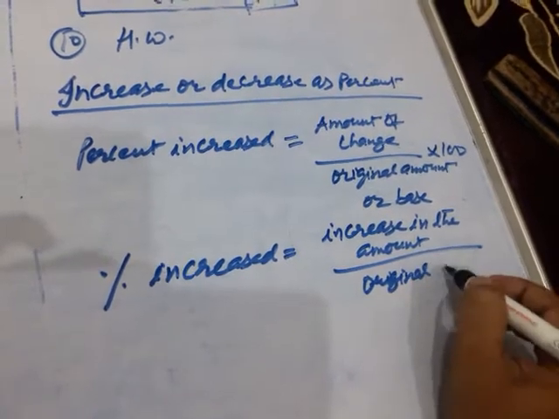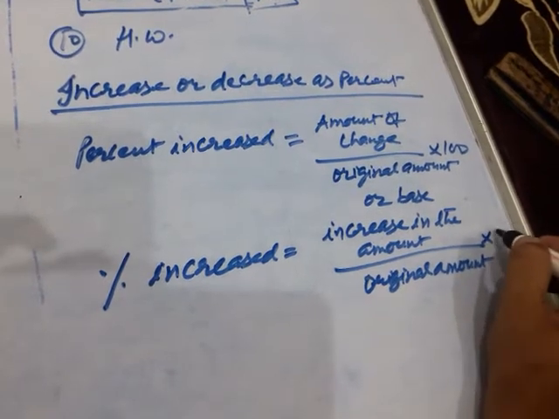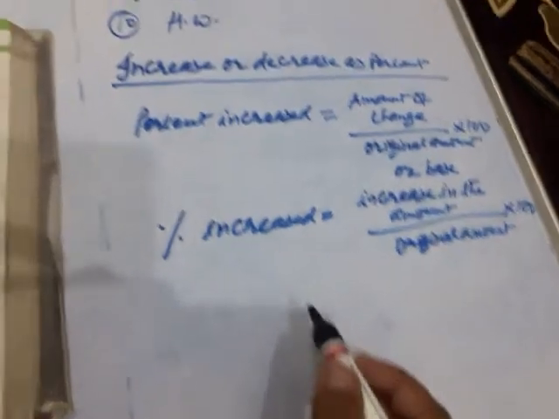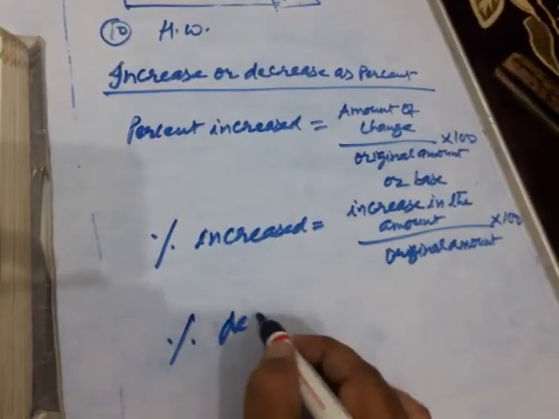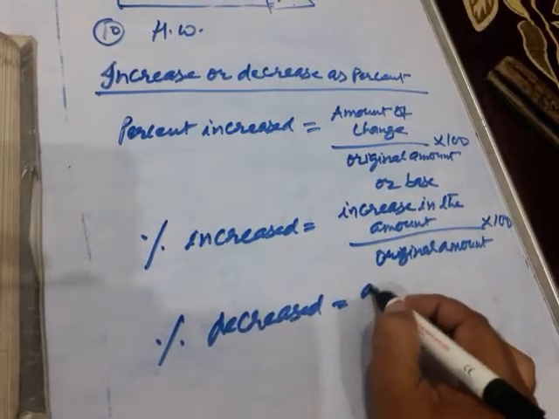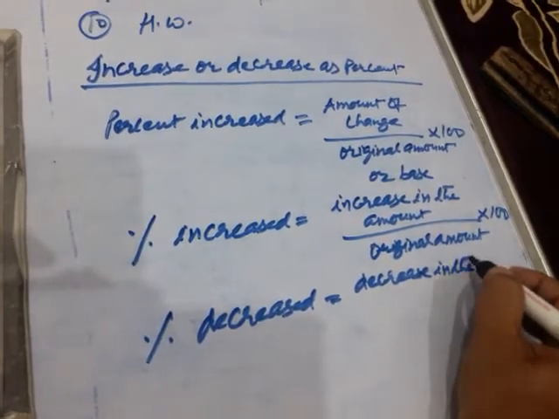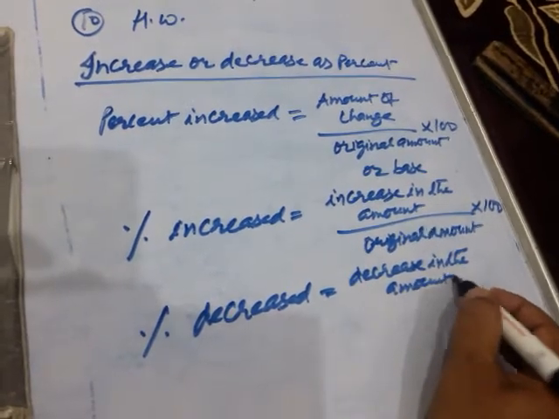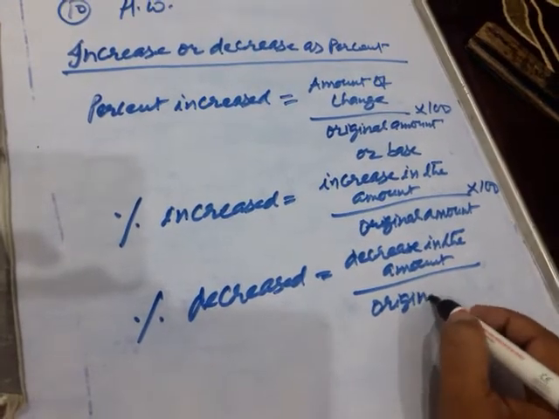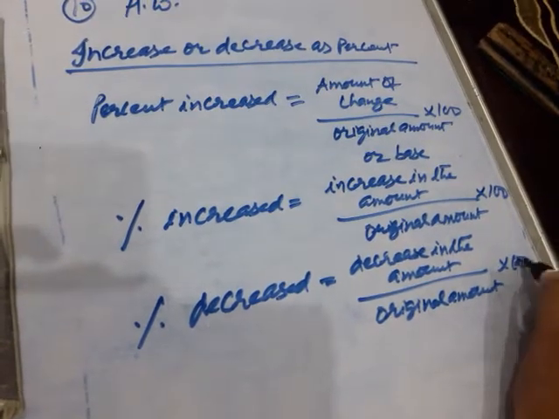Original amount means amount at the beginning, multiply by 100. Okay, similarly percent decreased equal to decrease in the amount upon original amount multiply by 100.